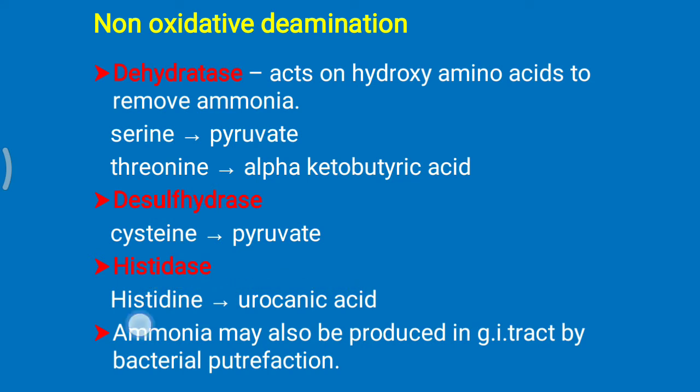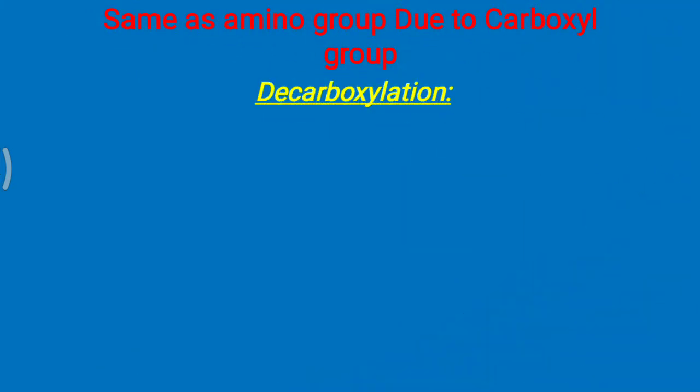Ammonia may also be produced in the gastrointestinal tract by bacterial putrefaction. Some bacteria are already present in the gastrointestinal tract. When they metabolize protein, sometimes ammonia will be generated, and that is called bacterial putrefaction. So these are the other important reactions where ammonia is generated.